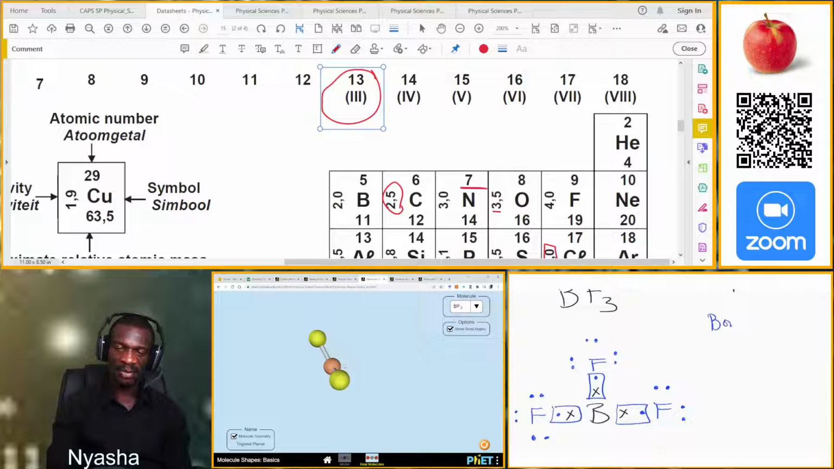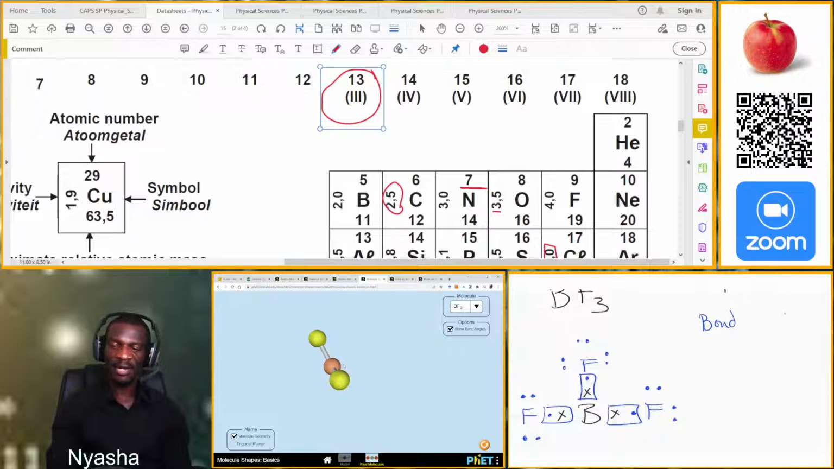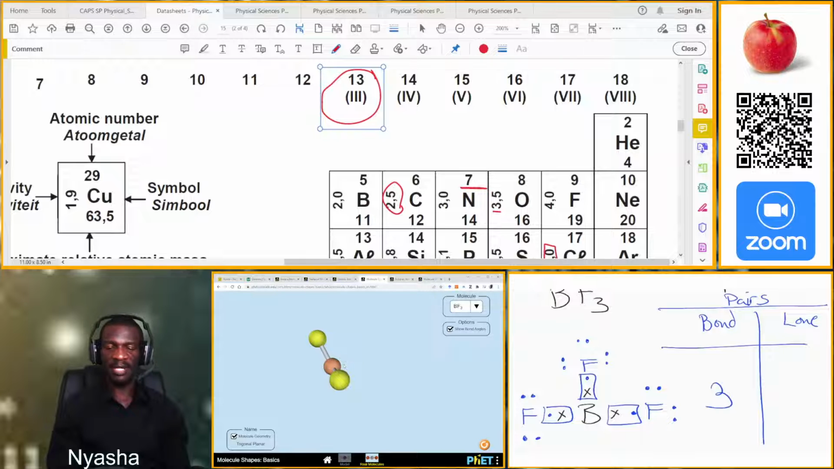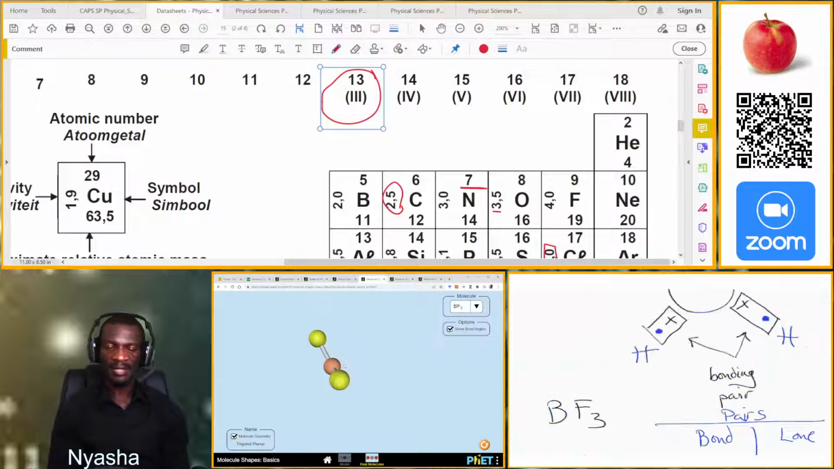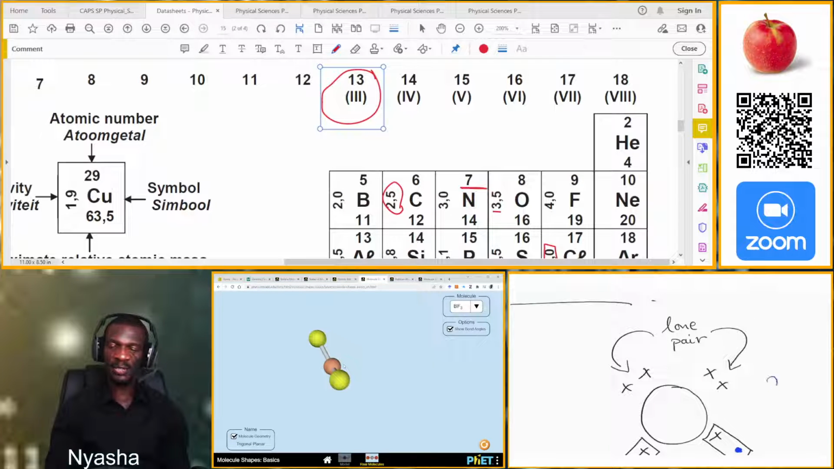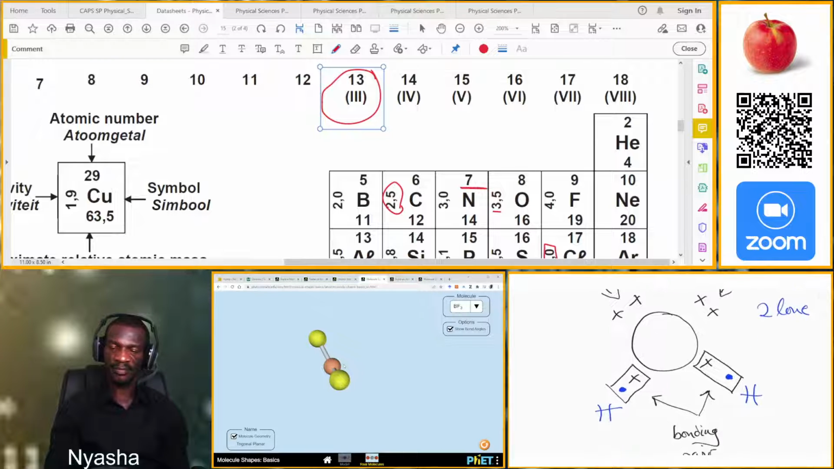So we can say bonding pairs, and how many lone pairs. So these are our pairs. How many bonding pairs? We have 3 bonding pairs: 1, 2, 3. How many lone pairs on the central atom? We do not have any lone pairs. So it's not looking like our water molecule, which has 2 lone pairs and 2 bonding pairs. So let's go to the next.